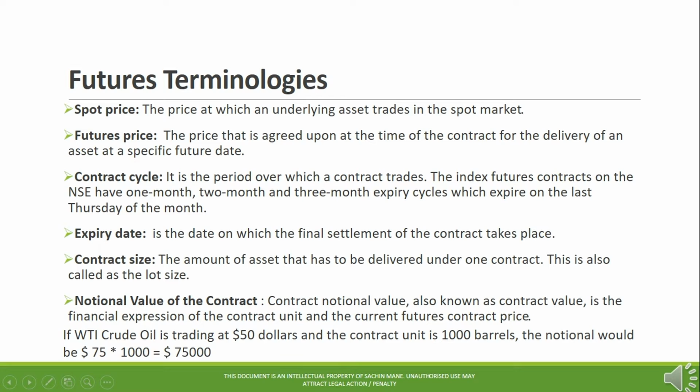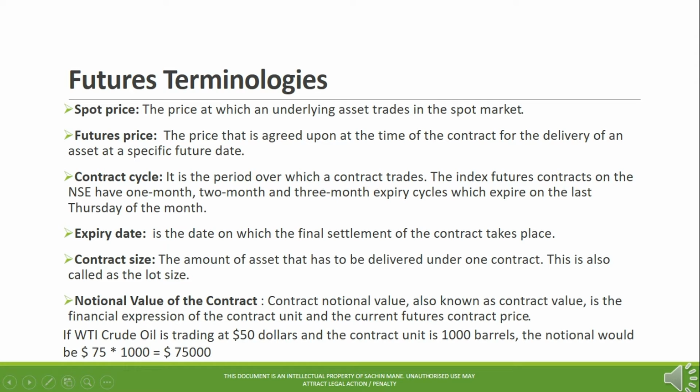Monthly and yearly contract cycles are available in most of the exchanges. Expiry date is the date on which the final settlement of the contract takes place. Contract size, the amount of asset that has to be delivered under one contract. This is also called the lot size.